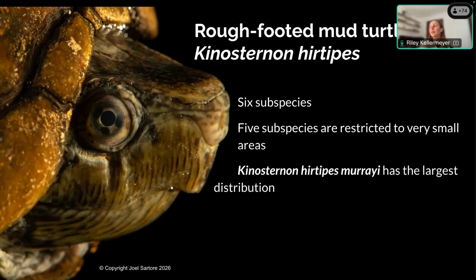I'd like to introduce you to the rough-footed mud turtle, Kinosternon hirtipes. Look at this cutie. I love its little nose. I think that's my favorite part. Now there are 6 subspecies of Kinosternon hirtipes. 5 of those subspecies are restricted to very small geographic areas, with one of them, the focus of today's talk, being Kinosternon hirtipes murrayi, and it has the largest distribution of all of them. But keep murrayi in your brain because we're going to talk about it a lot.